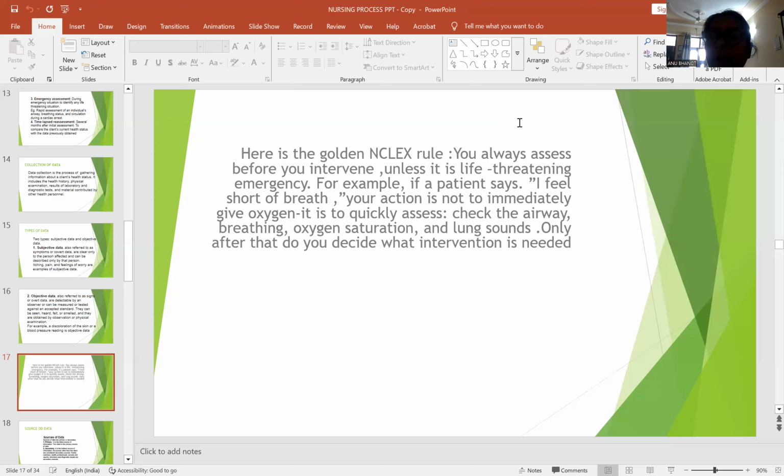Okay, in this, first of all, we assess the condition of the patient, because this is the subjective data. Patient says that I have a shortness of breath. What we will do, we check the objective data. We check the vital signs of the patient. We check the airway of the patient. So after that, we will do what we have to do.